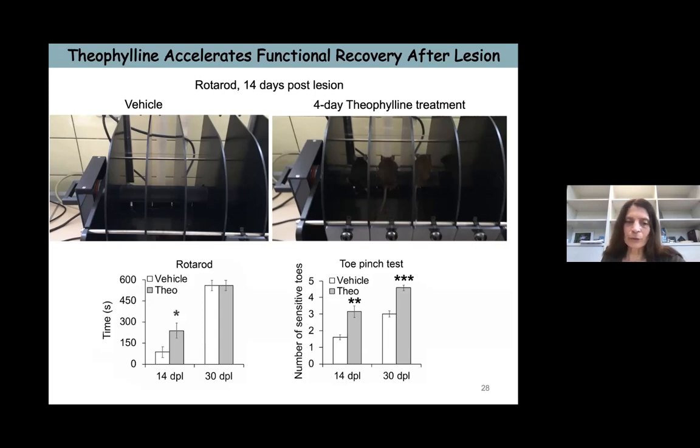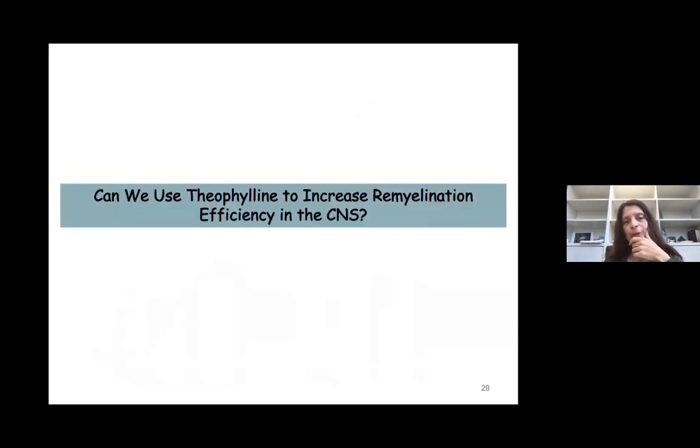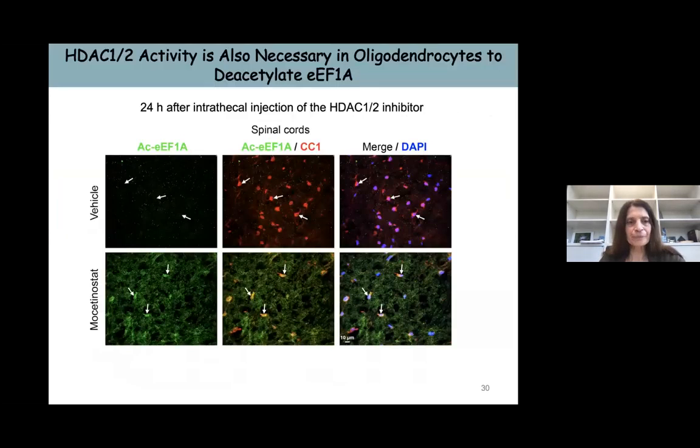So, yeah, that was great. We were very happy. And then we were wondering next, could we use theophylline to increase remyelination efficiency in the central nervous system? To answer this question, we first checked whether HDAC1/2 were also controlling the deacetylation of DF1A in the central nervous system.